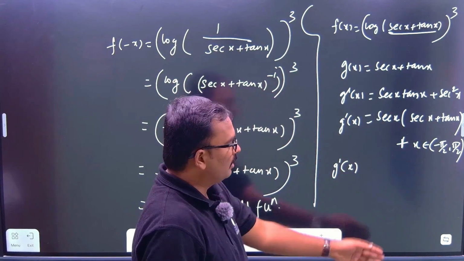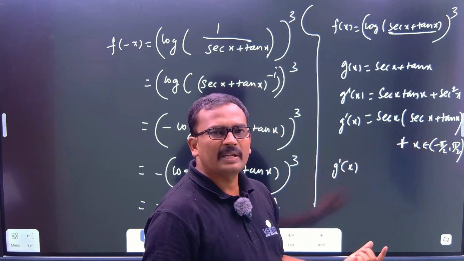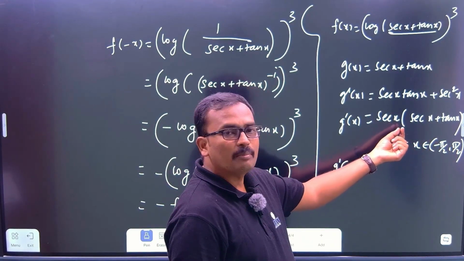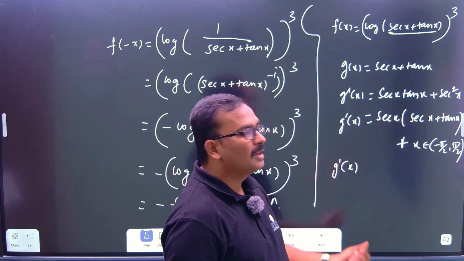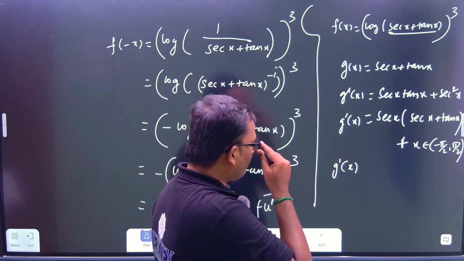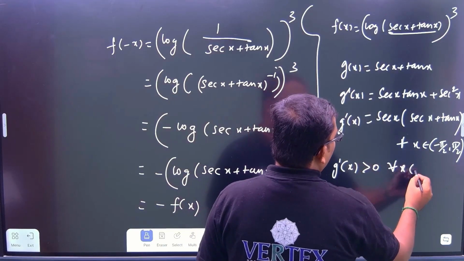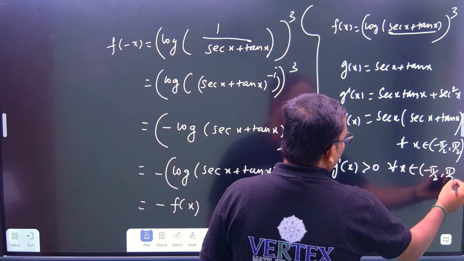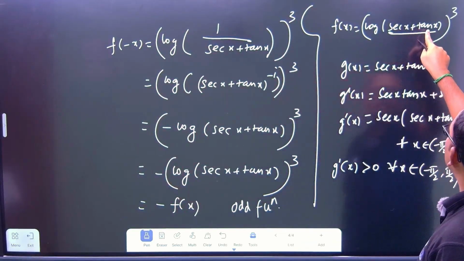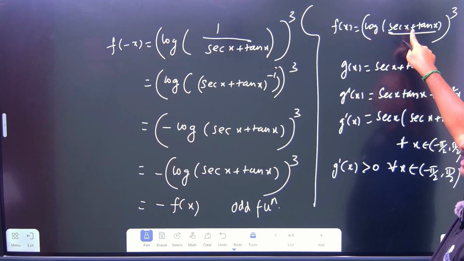Otherwise, you can check one thing: take any value between minus pi by 2 and pi by 2 and substitute here. The right side is completely greater than 0. Therefore, g dash of x is greater than 0 for all x belonging to minus pi by 2 to pi by 2. You can see here that g, secant x plus tan x, is an increasing function.